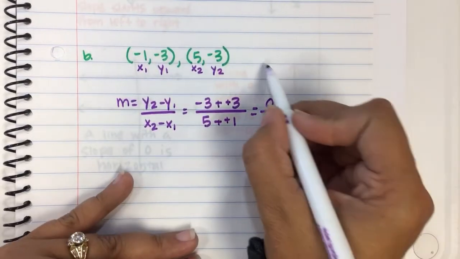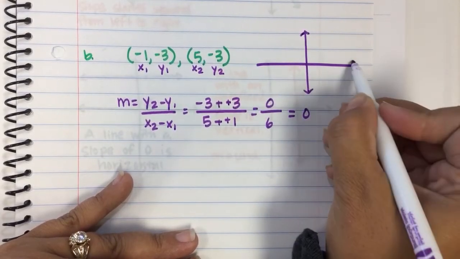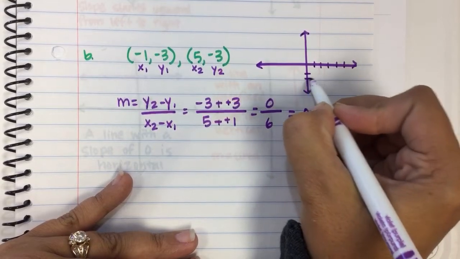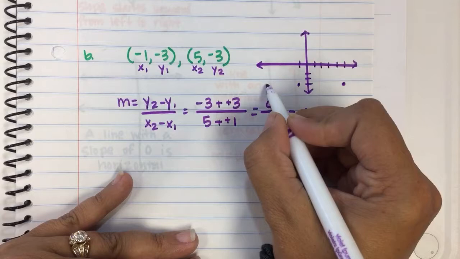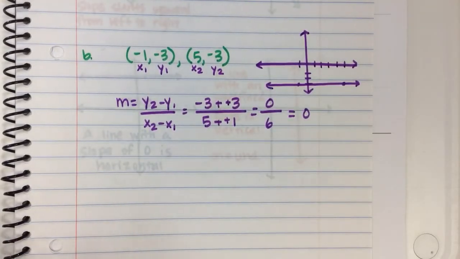So if I wanted to sketch this line, I would have (5, -3) here, and (-1, -3) here, and that would be a horizontal line, and we know that the slope is 0.